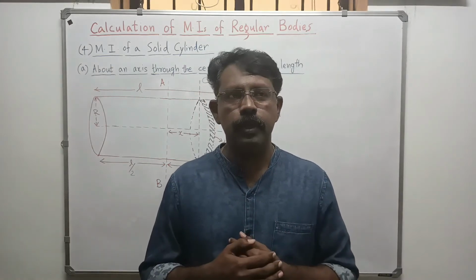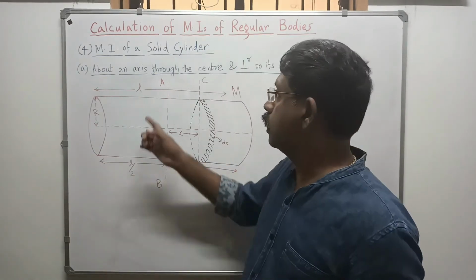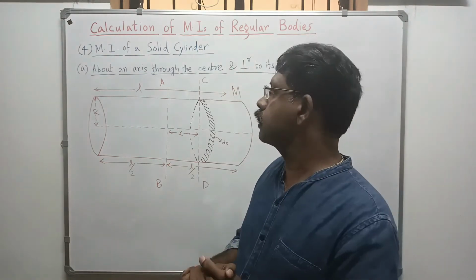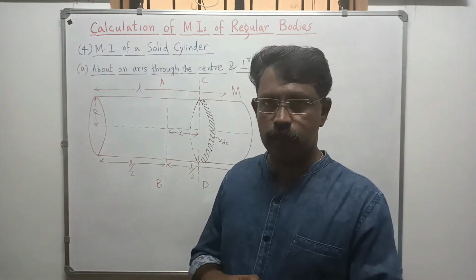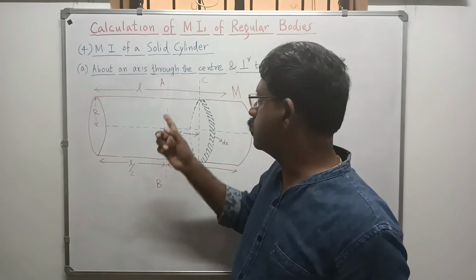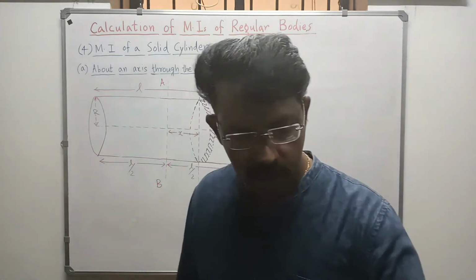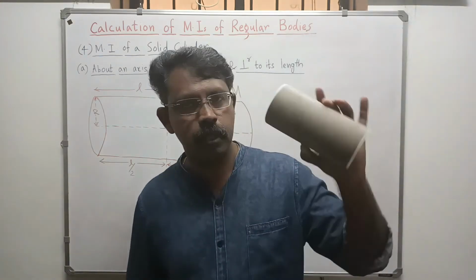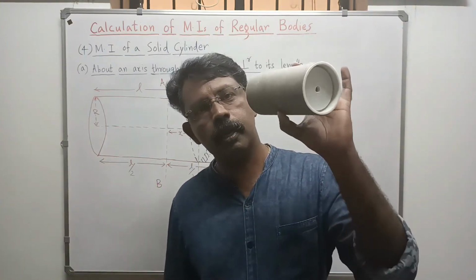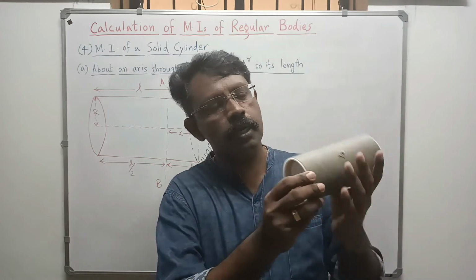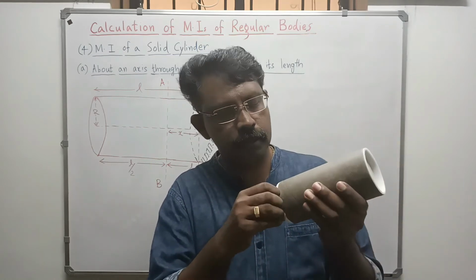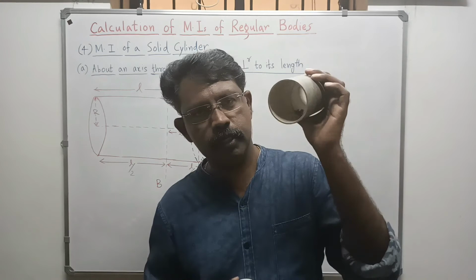So our next topic is to find out the moment of inertia of a solid cylinder. And the axis that we are first going to take is an axis passing through the center and perpendicular to its length. So here we have a solid cylinder like this. Actually this is a hollow cylinder, I said just because we have two lids here.